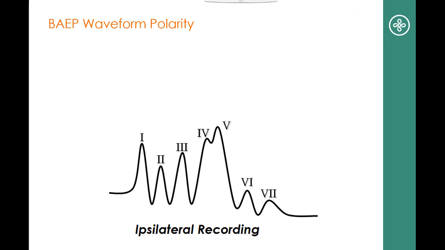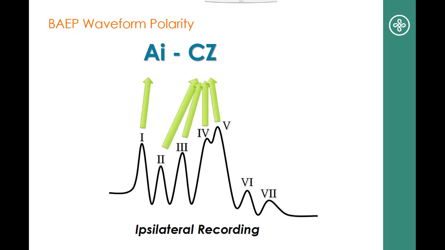Well, using an A ipsilateral to CZ montage, if the active electrode for wave 1 is the A ipsilateral electrode and the active electrode for waves 2 through 5 is the scalp electrode, then we know that our waveforms are being actively recorded by two different inputs of the amplifier. The A ipsilateral electrode is the negative input and the CZ electrode is the positive input. Remember, the differential amplifier will subtract the negative input from the positive input.